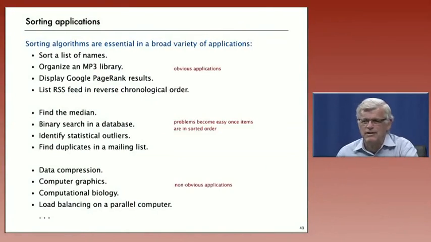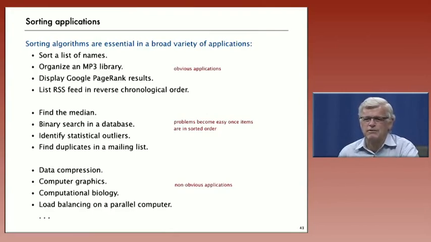There are some other applications that are not so obvious, where we use sorting to make a problem easy once you know that things are sorted. For example, finding the median. If it's already sorted, then it's easy to find the median. Other statistical problems are like that, or finding duplicates. The problem of finding duplicates by itself is not quite obvious, but one easy way to solve it is to just go ahead and sort.